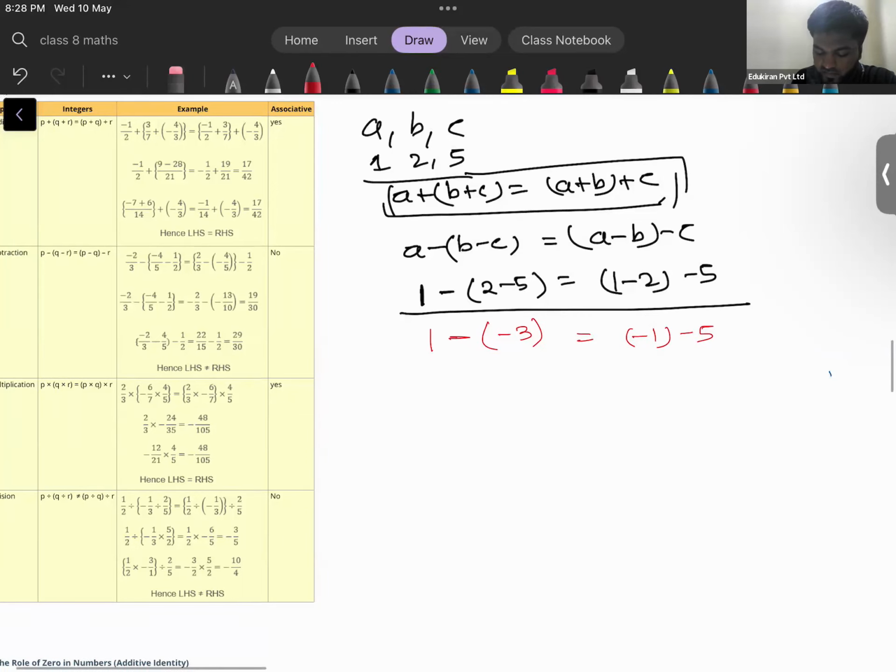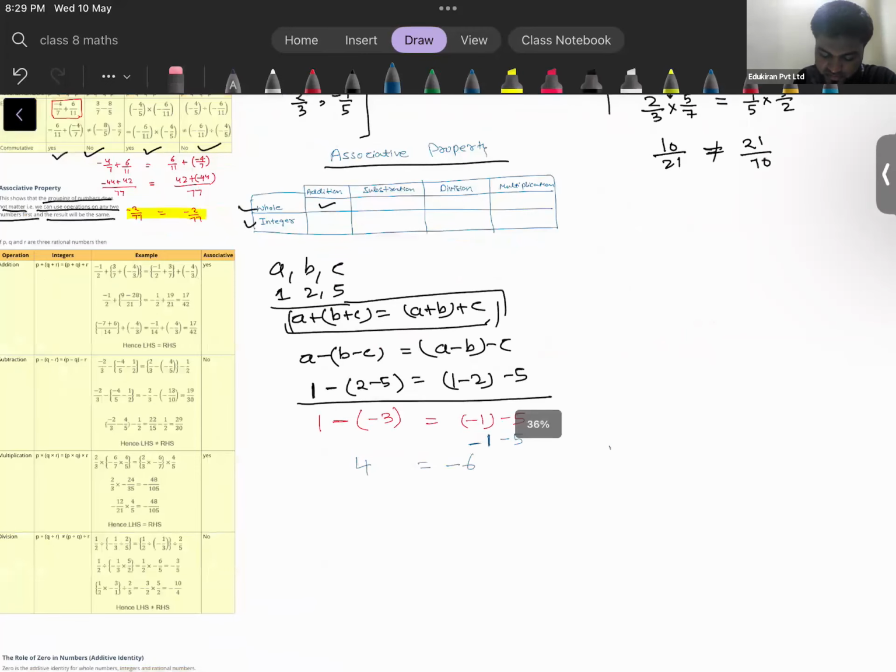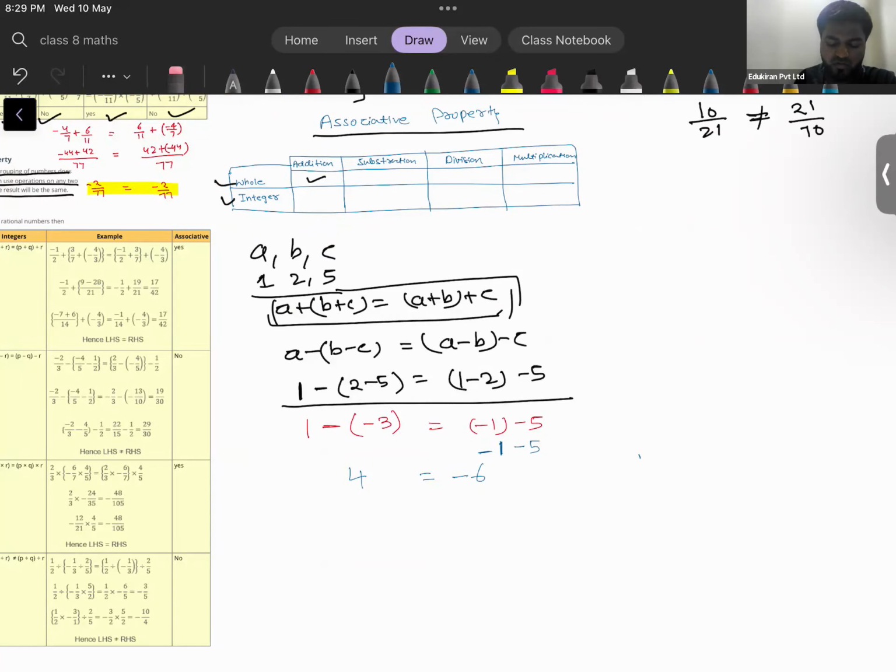Yes, what is the value here? It's 4 here, and on the right hand side it is 5. How come 5? Here you see you are given with -1 and -5. So -1 and -5, it becomes -6. Right? Yes. It becomes -6. So we say that integers under subtraction are not following the associative property.